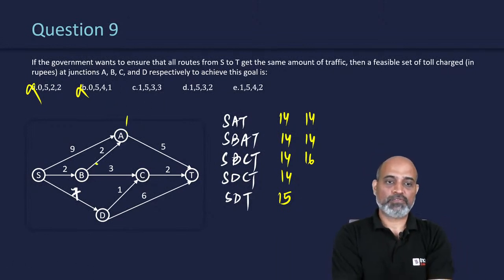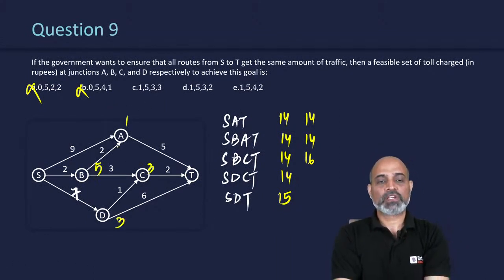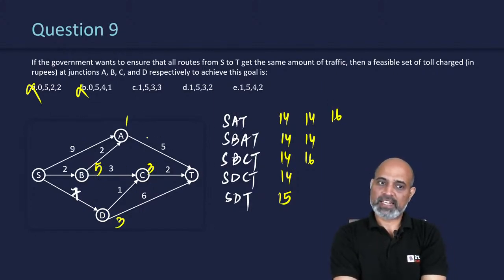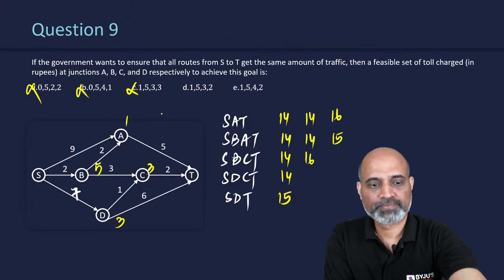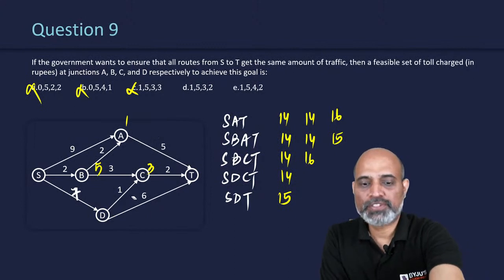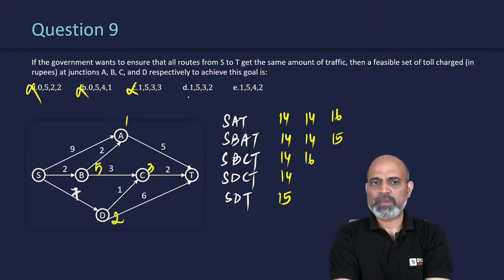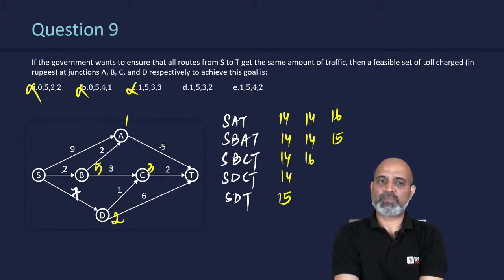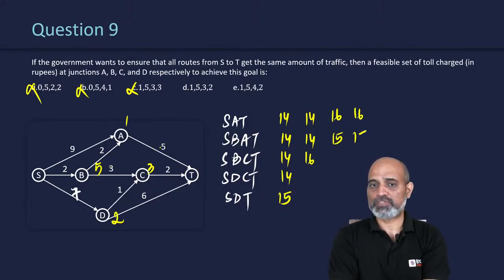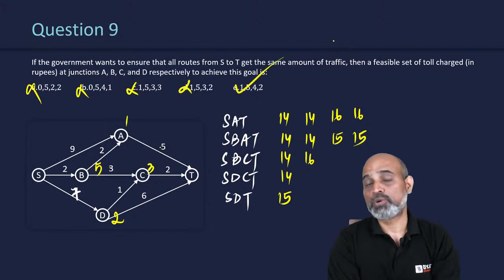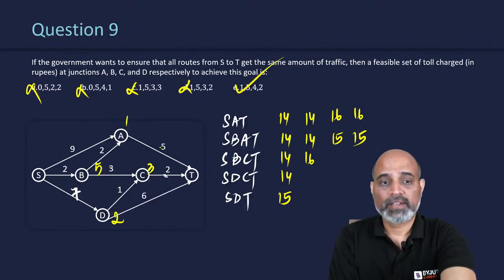Next one, 1, 5, 3 and 3. So 16, 10 plus 5, 15. Nope. Next is 1, 5, 3, 2. Now the problem came with 1, 5, 3, right? 5 plus 5 plus 1 plus 2 plus 2, which is going to be 15. But 9 plus 1 plus 5 is going to be 16 and 15. So even D will not make sense. So E has to be the answer, right?